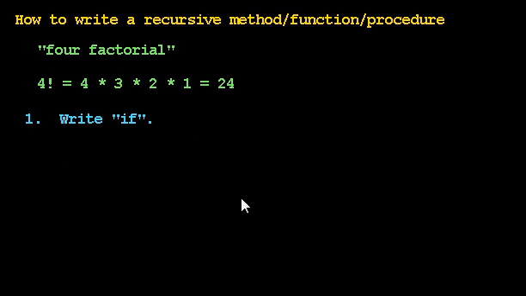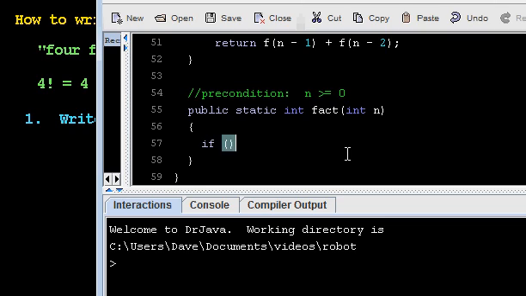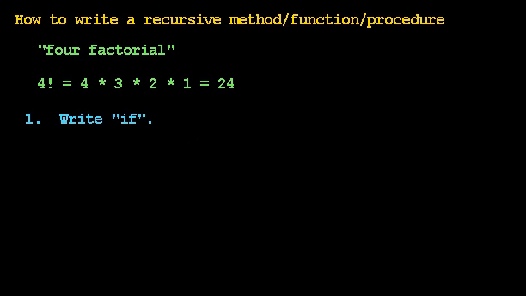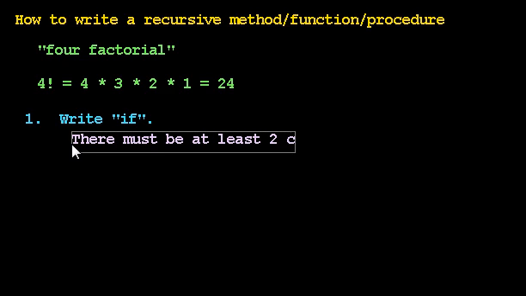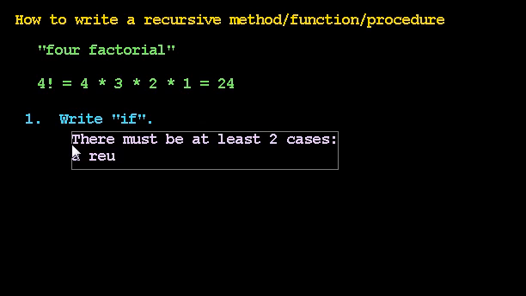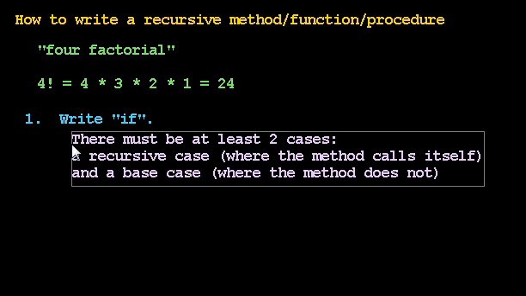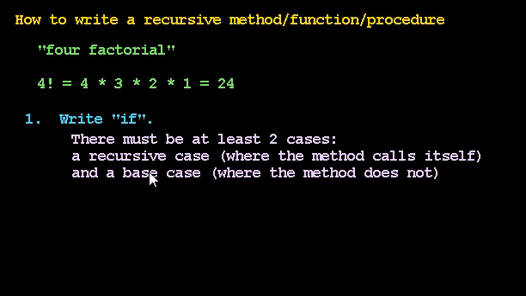Why would writing if always be a safe thing to do? In fact, I'll write if before I forget. Why is writing if a good way to start? Because if it's truly recursive, there must be at least 2 cases in my code. Recursive case, where the method calls itself, and a base case, where the method does not call itself. In other words, there must be at least 1 case where the recursion stops, that would be the base case, and at least 1 case where the recursion occurs, that would be the recursive case. So there's step one.